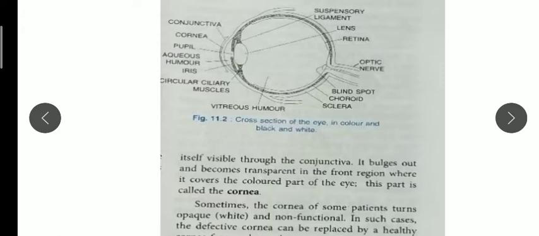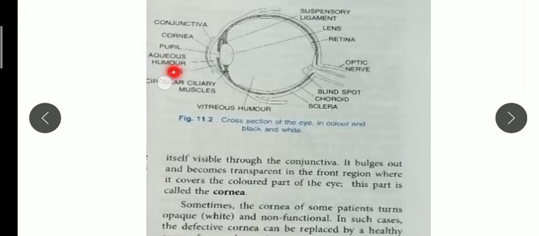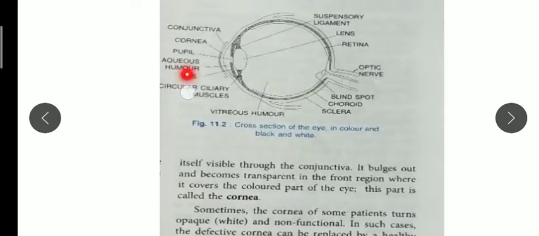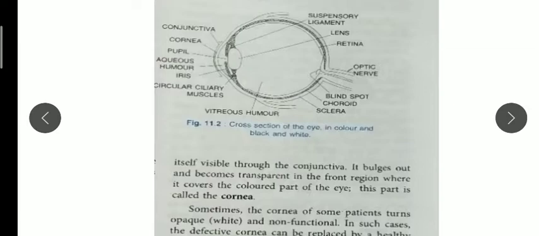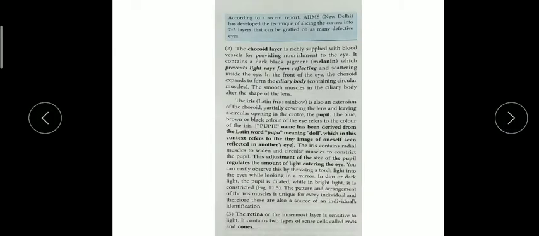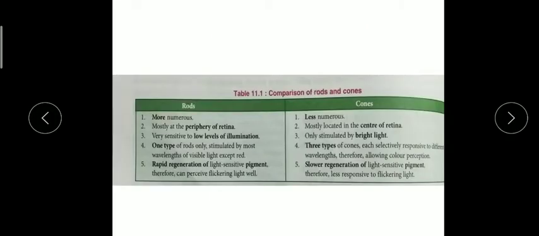In my last video, children, I explained to you about the sclera, the outer membrane of the eye, the choroid, the middle membrane of the eye, and the retina, the inner membrane of the eye, where the image is formed. Now, in this video, I will explain the aqueous humor and the vitreous humor. These two are basically fluids which fill the chambers.